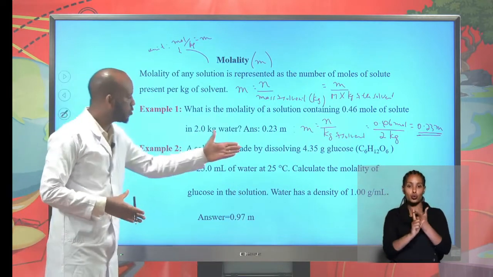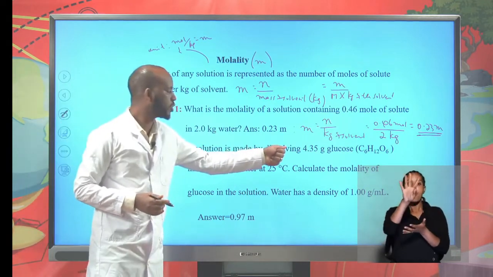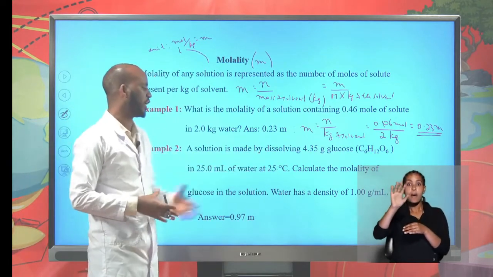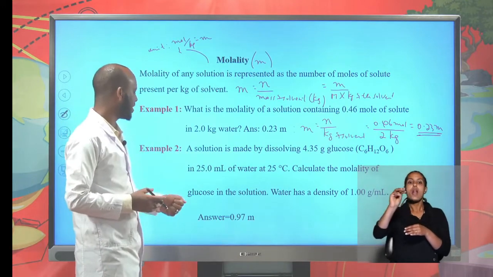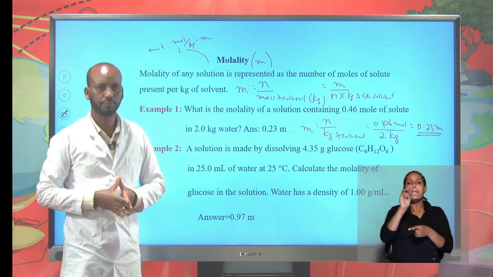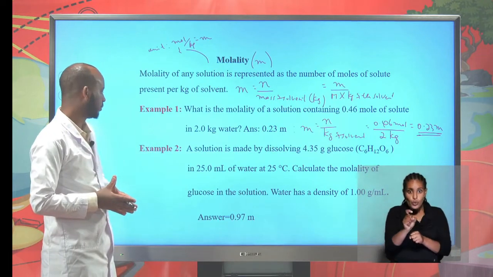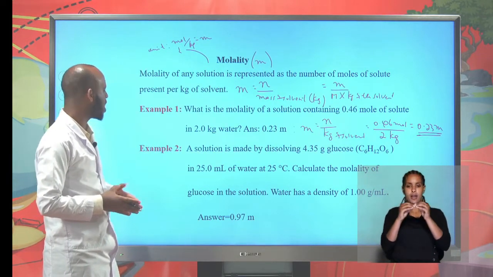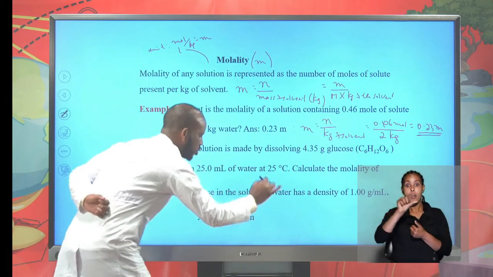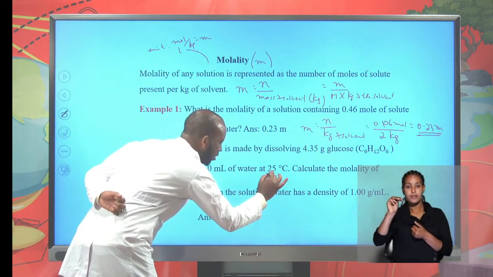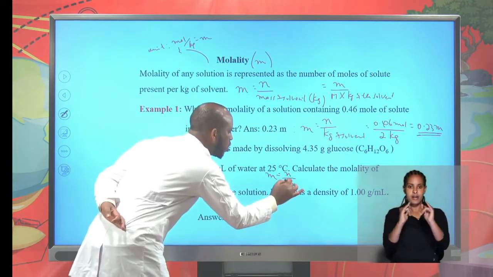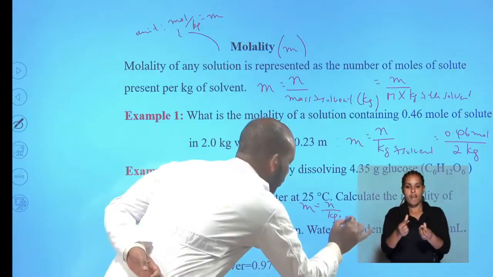Example 2. A solution is made by dissolving 4.35 gram of glucose in 25 milliliters of water at 25 degrees centigrade. Calculate the molality of glucose in the solution. Water has a density of 1 gram per milliliter. What to do? You are asked to calculate molality of this solution. Molality, small m, equals number of moles of solute divided by kilograms of solvent.